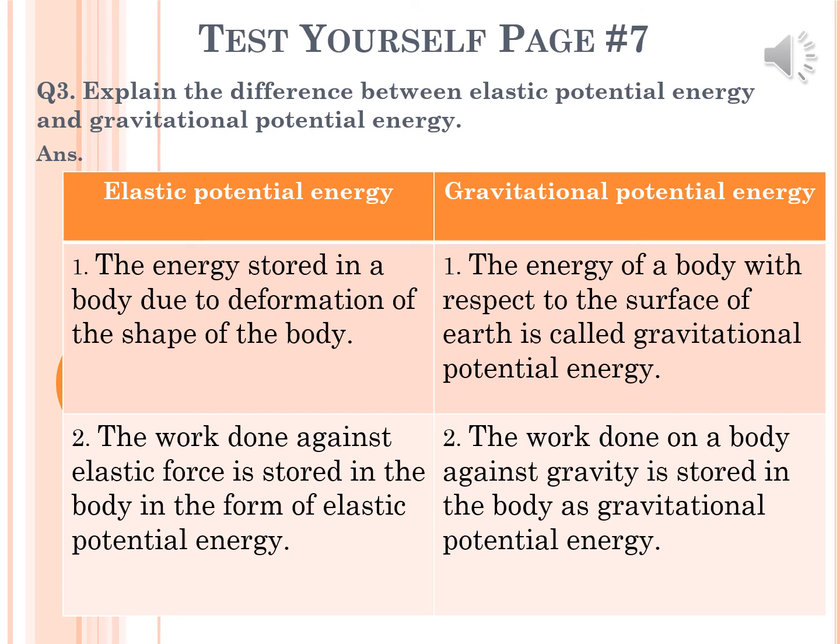Gravitational potential energy: number 1, the energy of a body with respect to the surface of the Earth is called gravitational potential energy. Number 2, the work done on a body against gravity is stored in the body as gravitational potential energy. Dear students, question number 4 on page number 7 you have already done in your notebook.